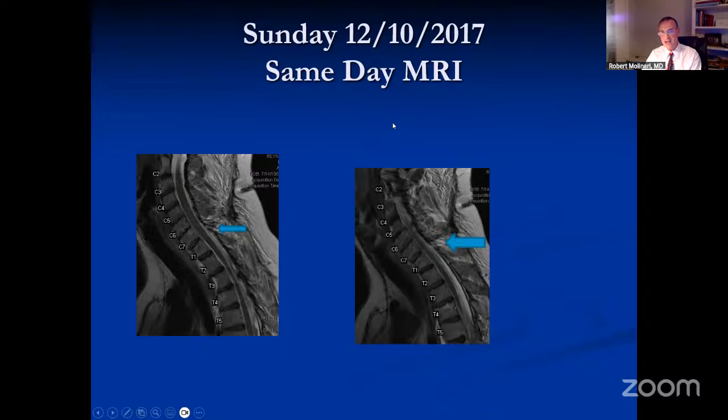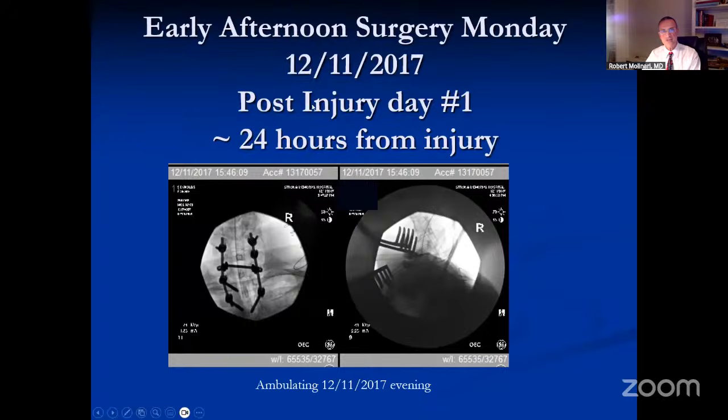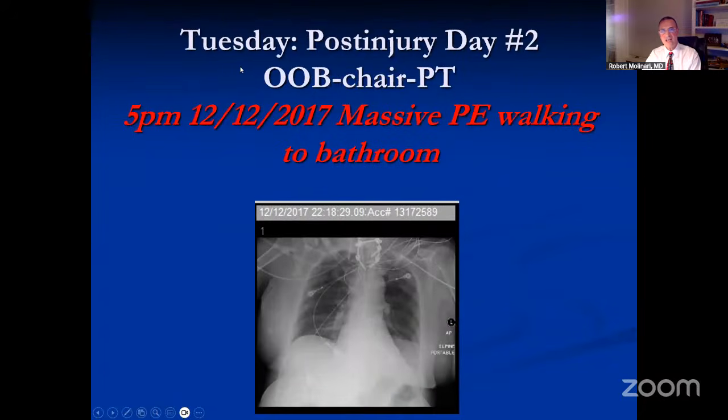So she broke her neck. She comes in. We fixed her right away with posterior instrumentation. You can see here's the posterior instrumentation done. This is 24 hours from her injury. Okay, we got her up right after surgery. And what happens on postoperative day 2?